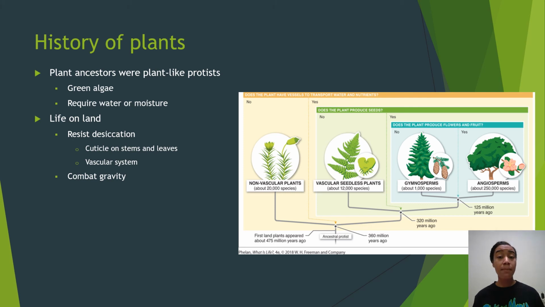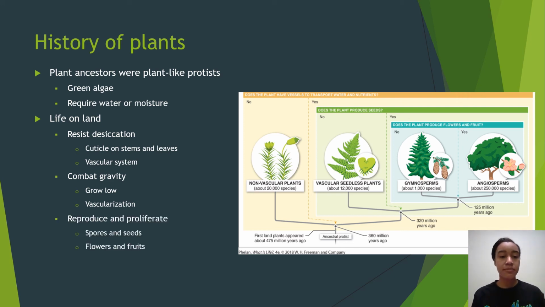They also had to be able to combat gravity. When you're in water, you just float. But once you're on land, now you have to battle with gravity pulling you down. And to do this, there were a couple of things that happened. First, we started with plants that grew low to the ground, so they didn't have to really fight gravity. The lower you are to the ground, the less gravity is pulling on you. But then as plants evolved, they evolved vascularization, which allowed them to grow taller and fight gravity a little bit more and have more structure.